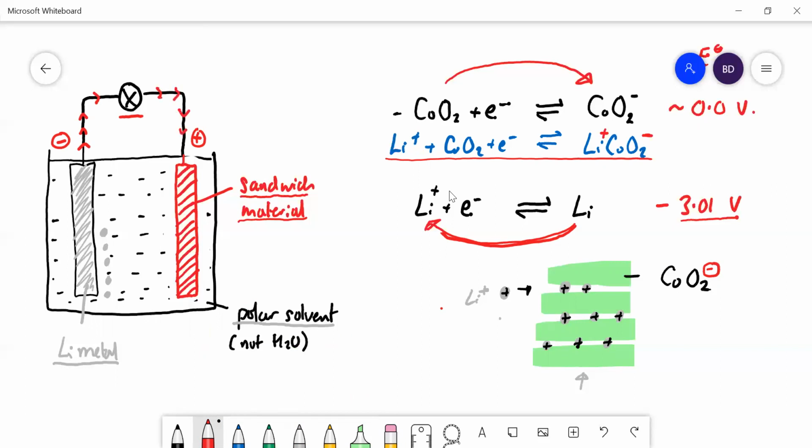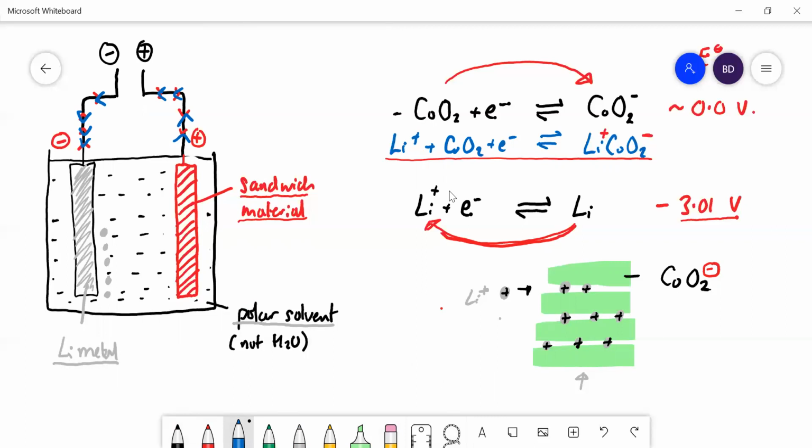Now, when you recharge the battery, of course, you replace the load with a voltage. You make that one negative and that one positive, and you push the electrons the way that they don't want to go. They're all going to go the blue direction now instead. They're going to be sucked out of the sandwich material and pumped into the lithium, so it will rebuild the lithium metal.